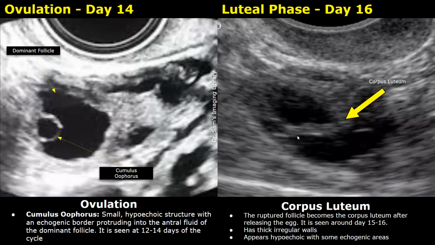What we see here is the corpus luteum. The dominant follicle ruptures to release the egg, and this dominant follicle becomes the corpus luteum. The corpus luteum has thick, echogenic, irregular walls. The appearance of corpus luteum is a sonographic sign that ovulation has already occurred.